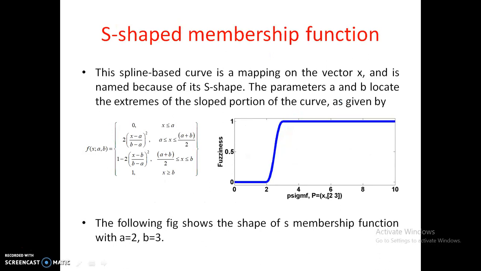Next, the S-shaped membership function. It looks like an S. That depends upon the formula only. If you substitute some values a and b and get the value of x, and you can vary x from 0 to 10, you will get the same shape. Here I have taken a as 2 and b as 3. So this is the shape. That means it started rising from 2 and ended up at 3, and then it became 1.